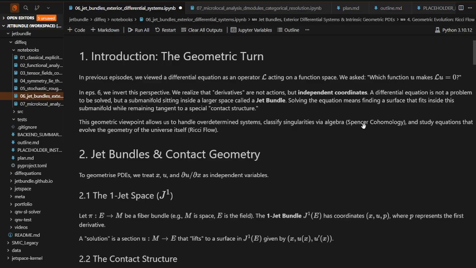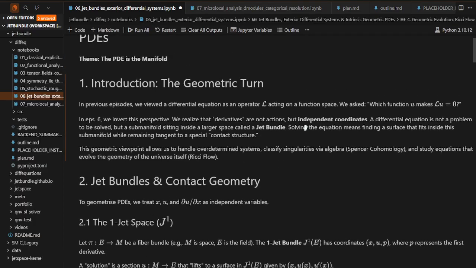But solutions, these are integral surfaces that are tangent to these hidden contact structures, all right? So that's how I'm going to solve the PDEs that are submanifolds of jet bundles.